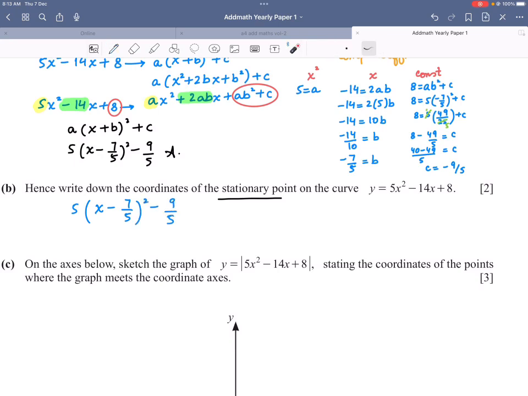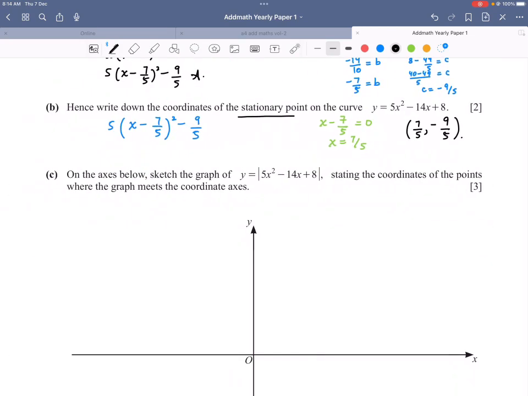Turning point means that you need to place such a value of x which will make this bracket 0. Or you can say that for turning points, you can equate the bracket to 0. So x − 7 over 5 equals 0, you get x equals 7 over 5. And when x is 7 over 5, this complete bracket will be 0 and the leftover part will be −9 over 5. So the coordinates of the stationary point are: when x is 7 over 5, the y coordinate will be −9 over 5. That will be your answer.